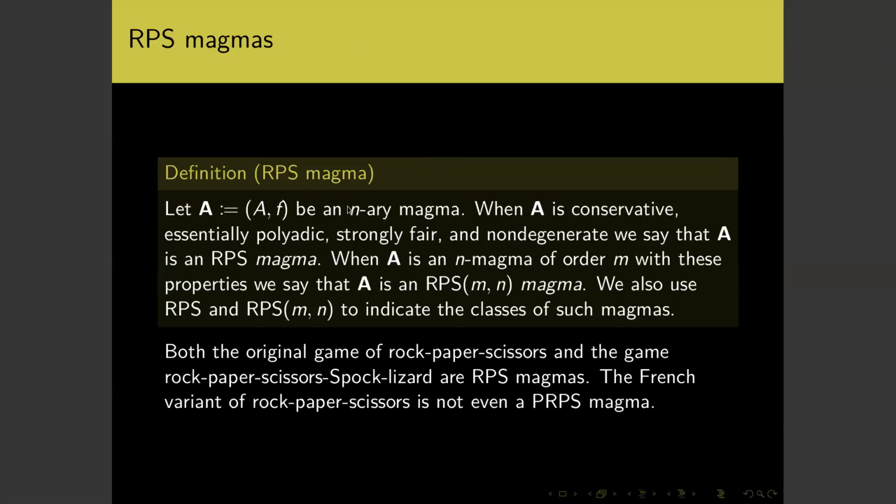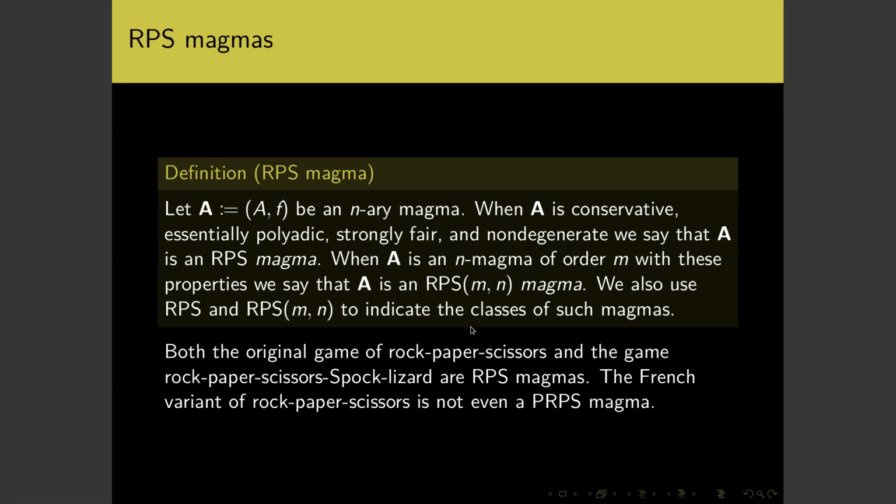A rock, paper, scissors magma is an n-ary magma, which is conservative, essentially polyadic, strongly fair, and non-degenerate. So in other words, a rock, paper, scissors magma is a conservative pseudo rock, paper, scissors magma. And again, I'll use notation like RPS MN to denote all such magmas of order M and arity N, or in other words, all such games with M items and N players.